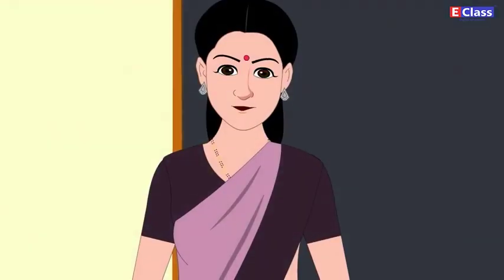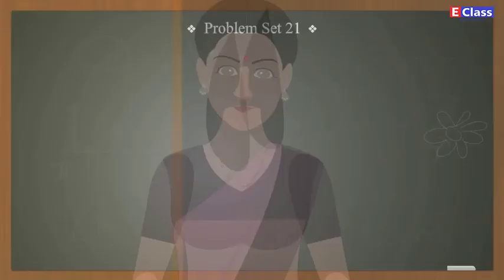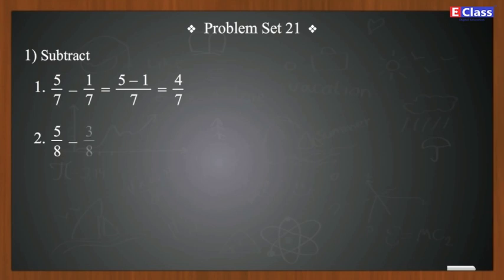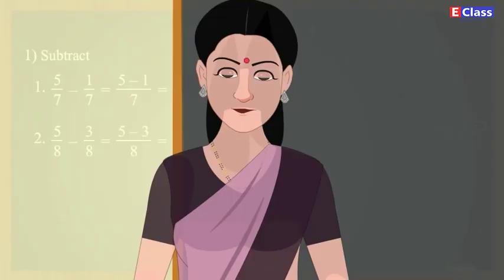Dear students, now we will solve problem set 21. So, let's solve the first example. 1. Subtract. 1. 5/7 minus 1/7 is equal to (5 minus 1)/7, which is equal to 4/7. 2. 5/8 minus 3/8 is equal to (5 minus 3)/8, which is equal to 2/8. Here, I have solved two sub-questions. Now, you have to solve the remaining sub-questions.